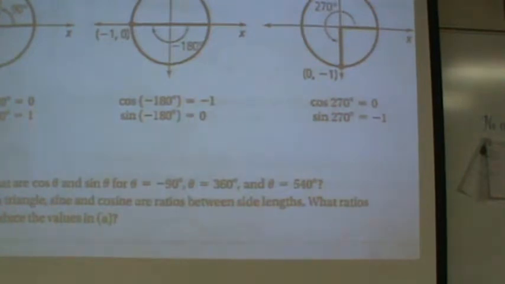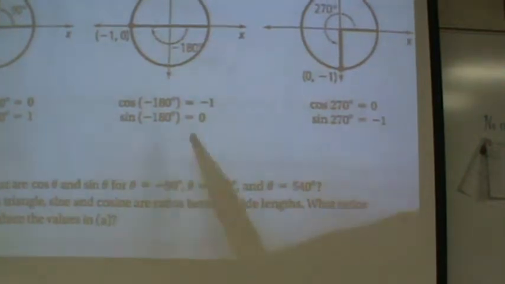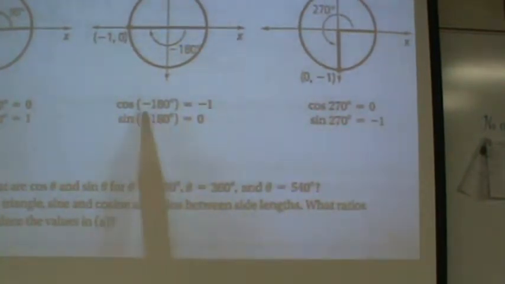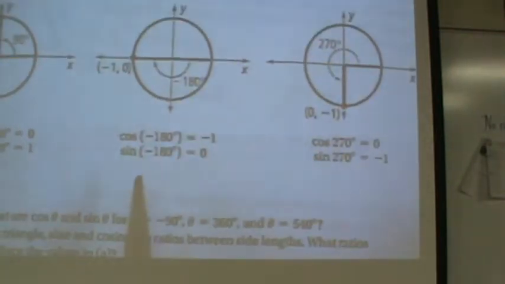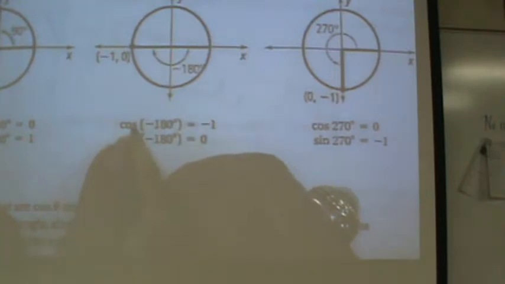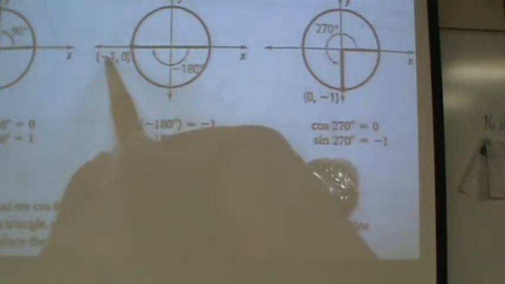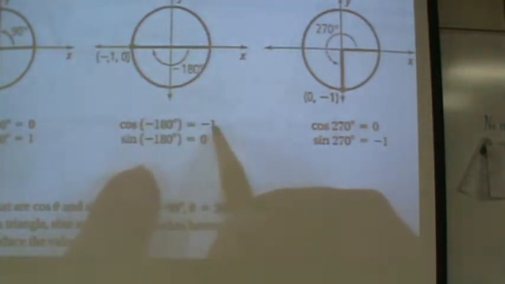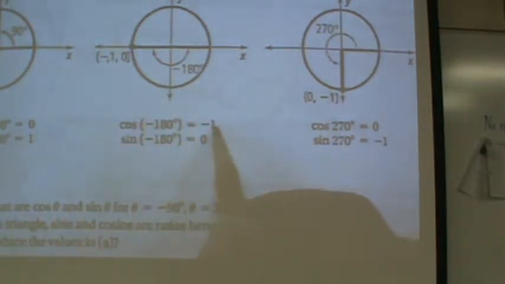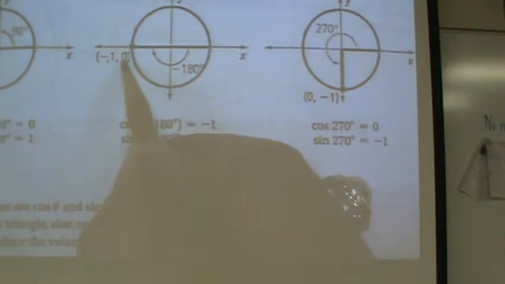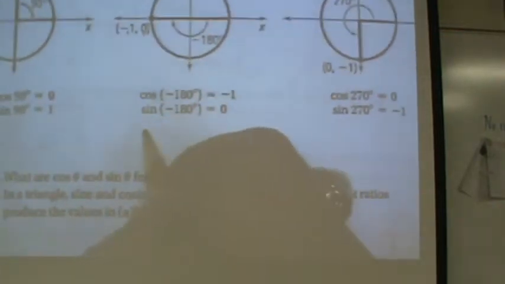Okay, so 180 degrees going backwards is still going to give you this ordered pair, negative 1, 0. So you've got to know cosine is X over R. The X value is negative 1 and the R value is 1. So negative 1 over 1, which is negative 1. The sine is the Y value over the R, so 0 over 1 is 0. What would the tangent be?